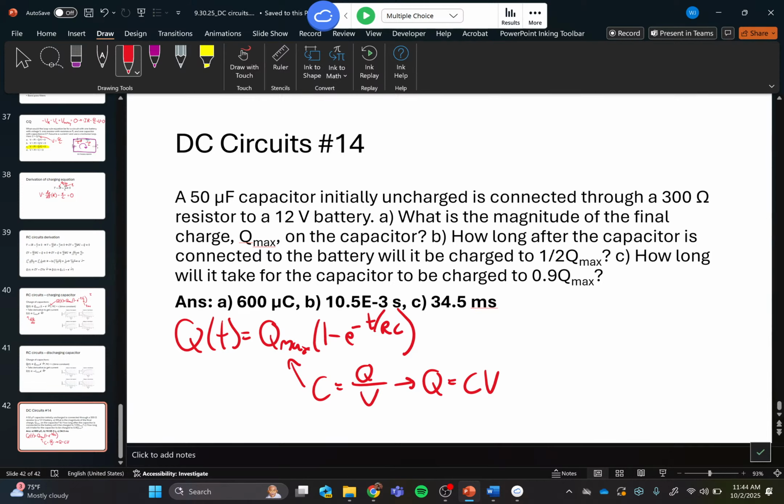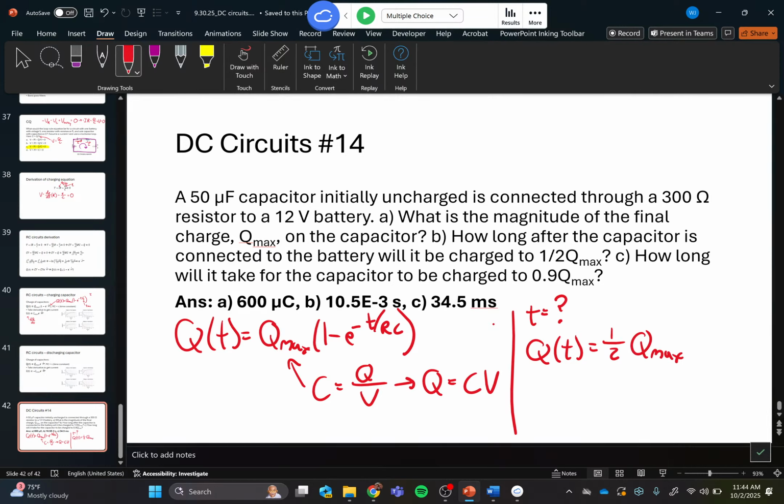How long will it take to charge? I'm going to show you how to do that. How do we get how long it takes to charge to 1/2 Q max? So we're trying to figure out the time. We're trying to solve for time. Here's the key. What is my charge when I'm at this point?